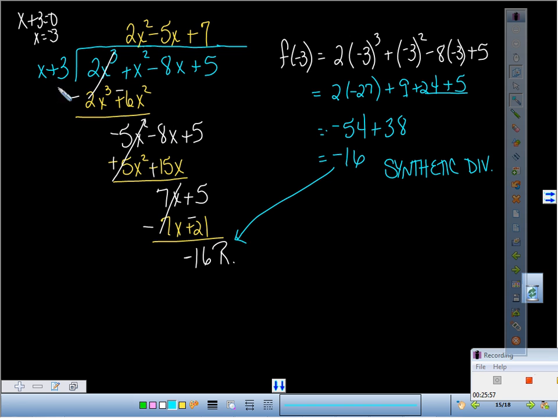All right. So if x plus 3 is a factor, then the root is negative 3, right? Remember, this was on the porch instead of in the house. You had to make sure that every exponent was represented: 3, 2, 1, 0. And then you write down the coefficients: 2, 1, negative 8, and 5.